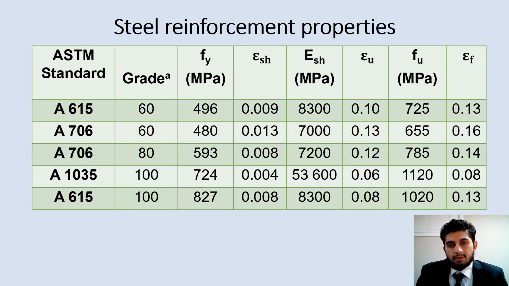For the steel reinforcement properties, we have different grades like A615 grade 60 and grade 100, A706 grade 60 and grade 80, and A1035 grade 100. The different parameters were the yield stress, the ultimate stress, the ultimate strain, and the strain hardening parameters.